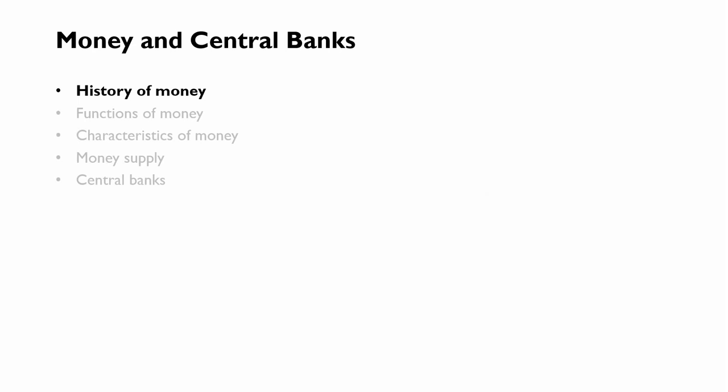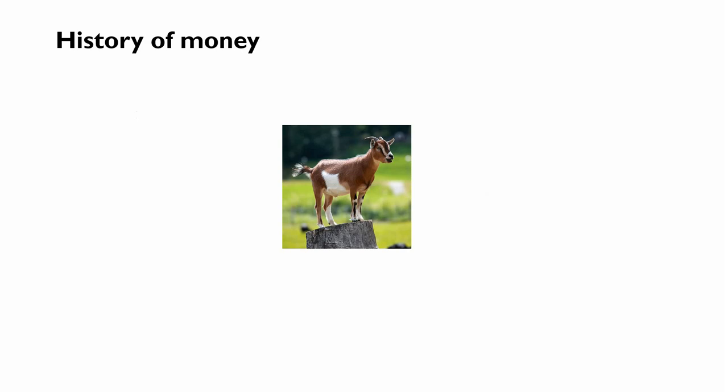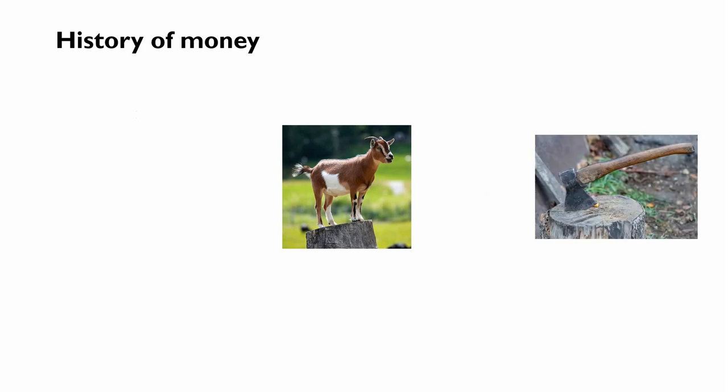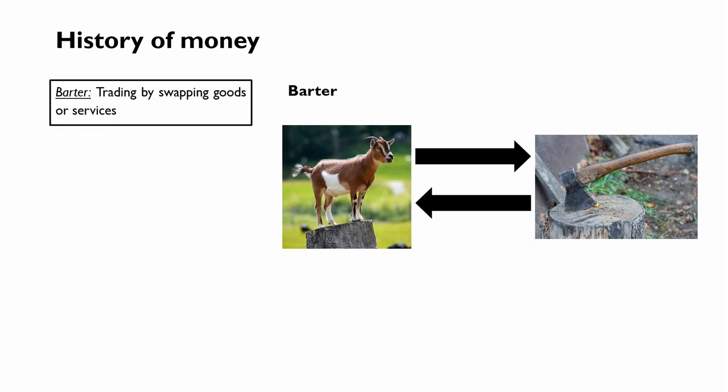And to understand where modern money came from, we need to cast our minds back thousands of years to prehistoric societies. Imagine that I own a goat, but I'd really like an axe. In a prehistoric society before money, the only way to get an axe with my goat is to swap my goat for an axe. This is a process known as barter. Barter is trading just by swapping goods and services.